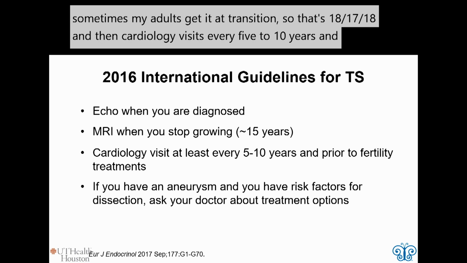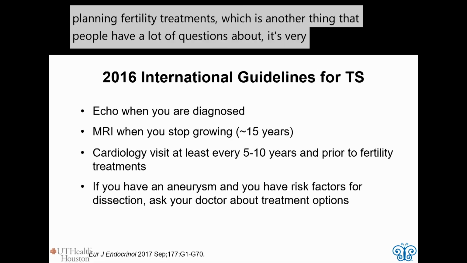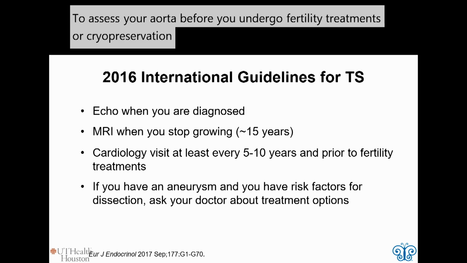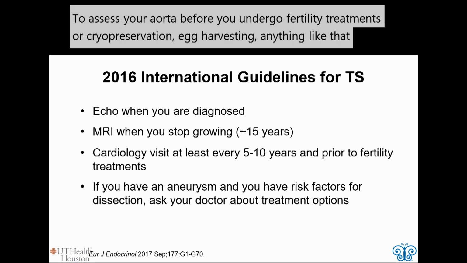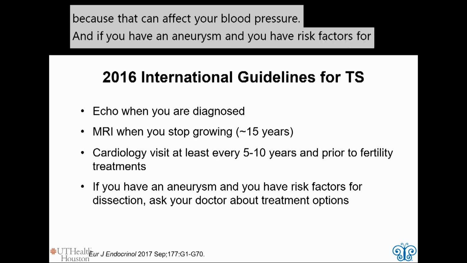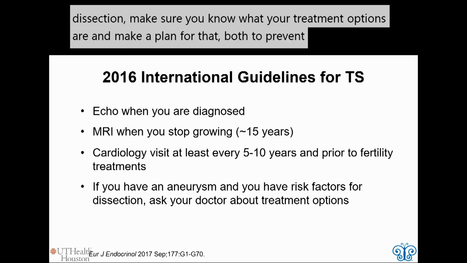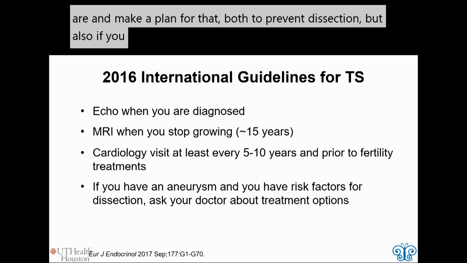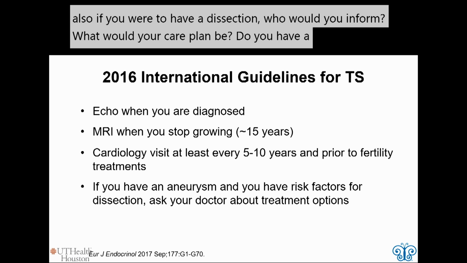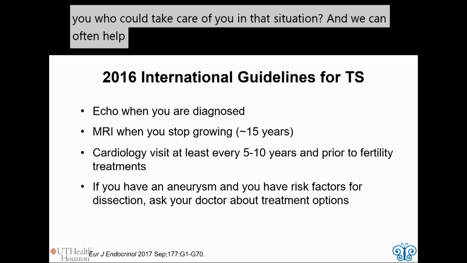And if you're planning fertility treatments, which is another thing that people have a lot of questions about, it's very important to assess your aorta before you undergo fertility treatments or cryopreservation, egg harvesting, anything like that, because that can affect your blood pressure. And if you have an aneurysm and you have risk factors for dissection, make sure you know what your treatment options are and make a plan for that, both to prevent dissection, but also if you were to have a dissection, who would you inform? What would your care plan be? Do you have a hospital near you who could take care of you in that situation? And we can often help counsel patients about that when they come in.